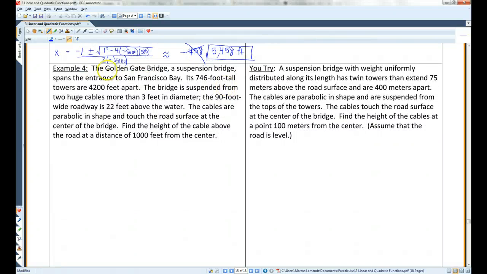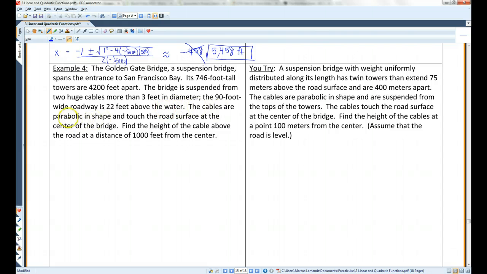Alright, example 4. The Golden Gate Bridge, a suspension bridge, spans the entrance to San Francisco Bay. Its 746-foot tall towers are 4,200 feet apart. The bridge is suspended from two huge cables more than 3 feet in diameter. The 90-foot wide roadway is 22 feet above the water.